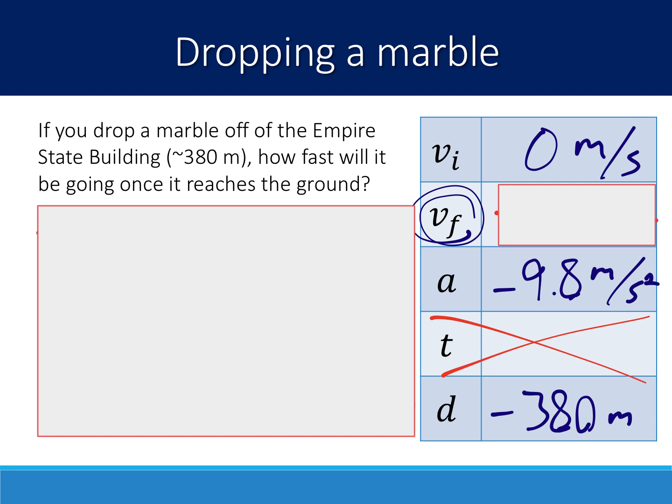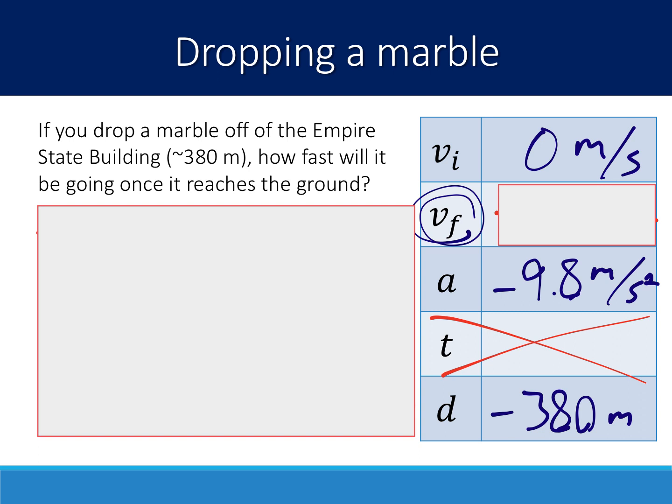All right, here's a question that puts a lot of these ideas together. You're on top of the Empire State Building and a marble drops off, and it's going to drop the full distance, 380 meters, right down to the ground. How fast will it be going once it reaches the ground, assuming no air resistance? So this is a free fall problem. I know that the initial velocity at the top is 0. I know the acceleration is negative 9.8 because we're on Earth, and it tells me how far it travels. Notice I put negative here because it's going downwards.